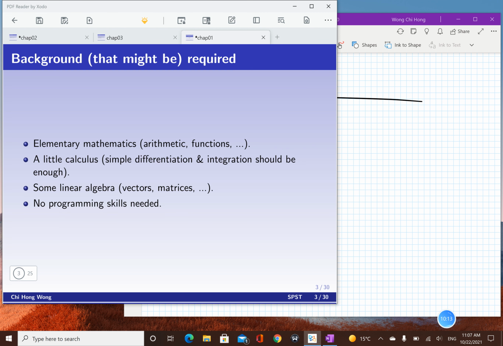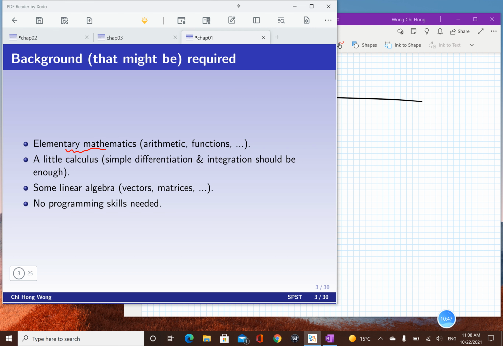Of course, we begin with some elementary mathematics. You need to be able to do arithmetic, of course. If not, you have your calculators. You also have to be able to understand functions and all that. Given a mathematical function, you put in a value for x, you get a value for y, and so on. So you use how these things work, possibly with graphs and all that.